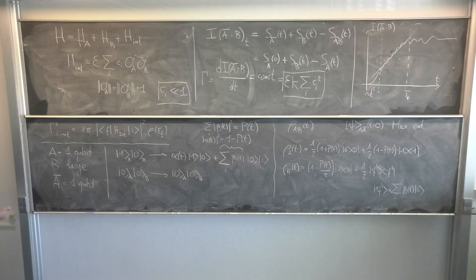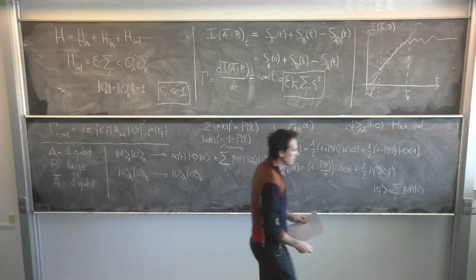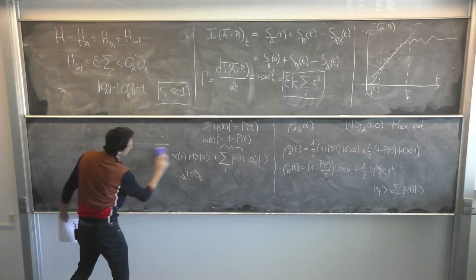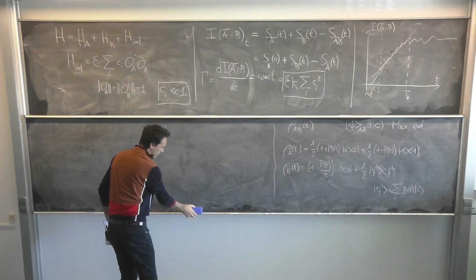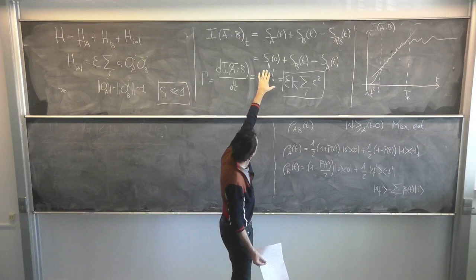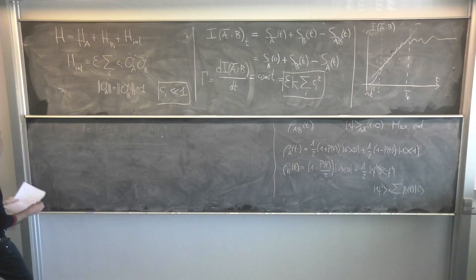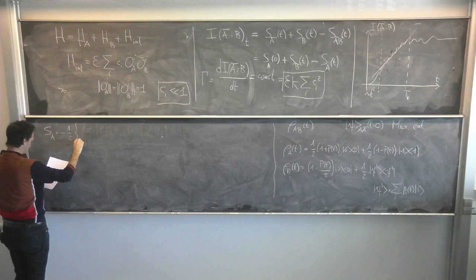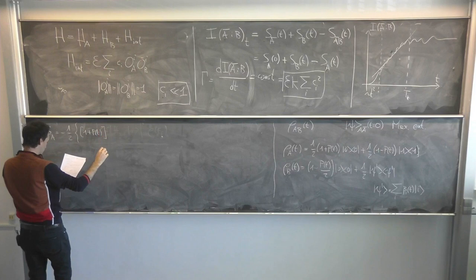So from there, it's trivial to compute the Von Neumann entropies that we need. As I showed before, we just need the Von Neumann entropy of A and B to compute the mutual information we want. And the final expressions are the following. So this is minus 1/2 p(t) log.